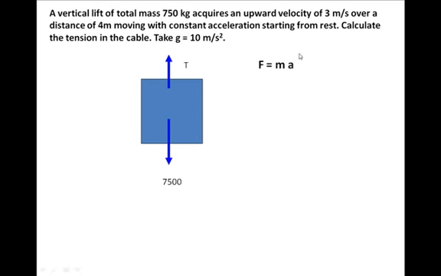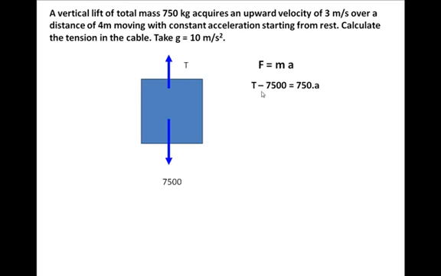Now we apply Newton's law here. Force is mass into acceleration. Motion is in the vertical direction. So this law will be applied as a scalar equation in the vertical direction. Now see, the net force in the vertical direction is T minus 7500. And as per Newton's law, it should be mass into acceleration. Now here we want to point out one thing. There is a reason why this T is taken as positive and 7500 as negative.